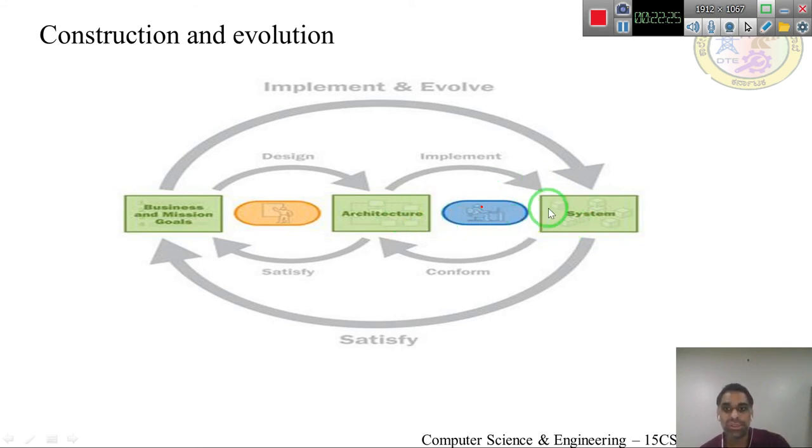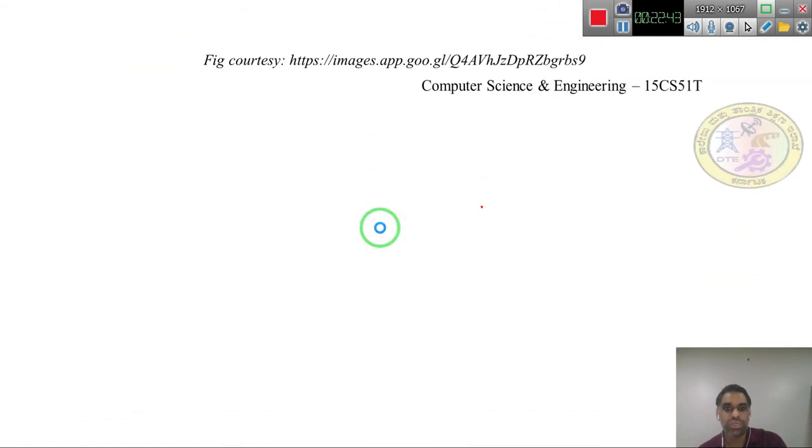It will break down the system into small parts, and then after working on each part you have to construct and evolve to come out with the entire system. So in this way, software architecture plays a very major role. So this is about construction and evolution.